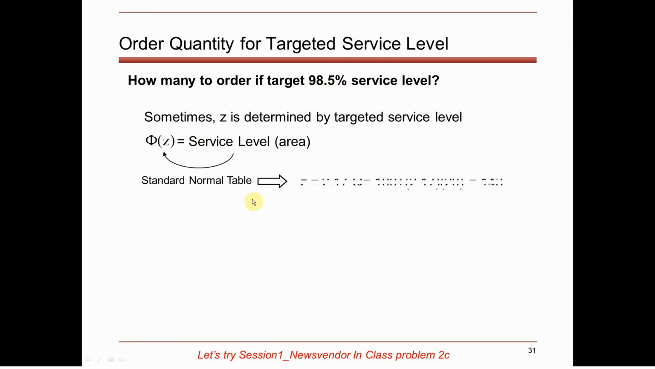And so we just look up in the standard normal table what Z corresponds to 0.985. The Z value for 0.985 is going to be 2.17. Plug that into our mean plus that Z times standard deviation. We'd want to have 143 newspapers if we wanted to maintain a service level of 98.5%.